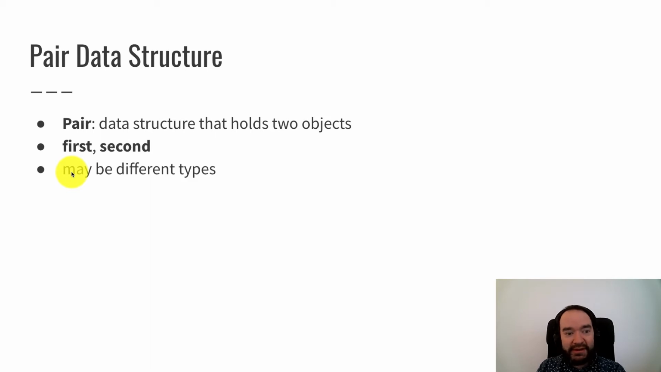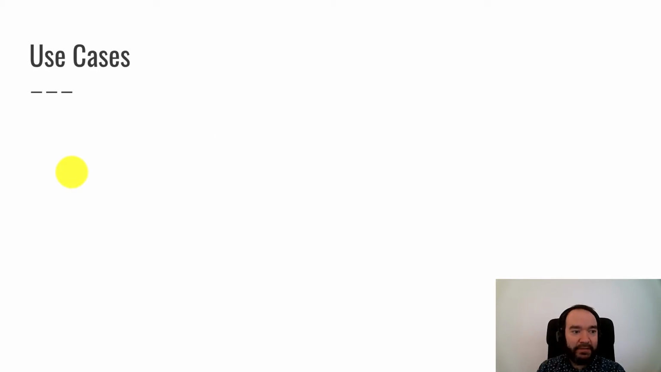So this is a pretty flexible data structure. I could have a pair of two ints, but I could also have a pair of a string and a float, or any other combination of two data types. And a pair always has two. So just to be clear, this is not a data structure that has up to two elements in it, but it's exactly two. So there's always two elements in a pair.